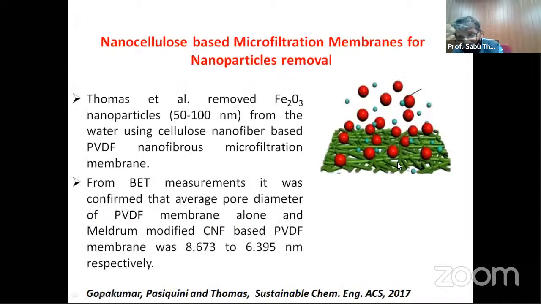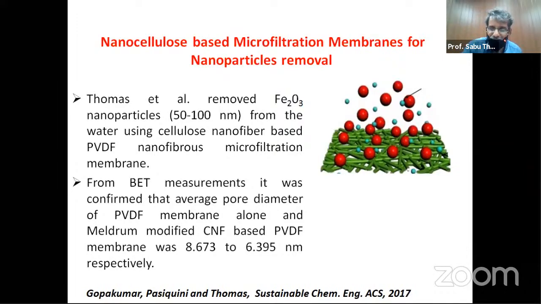Dibu and I also did something interesting further. What we did is, you know, water has a lot of suspended particles. It could be metal oxides, it could be iron oxide. Water is highly contaminated. So we checked whether we can remove the suspended particles in water. We used the same technique, we made the membrane, and this membrane has been utilized to remove suspended particles.